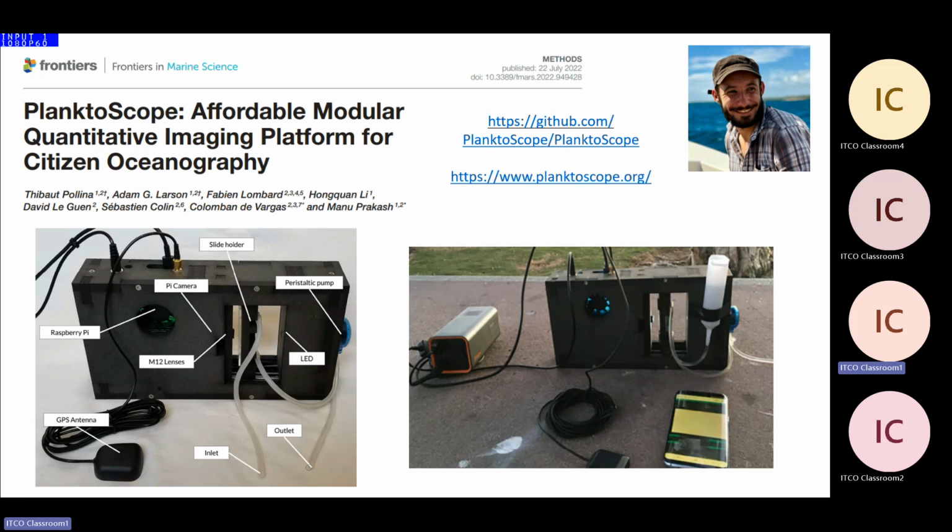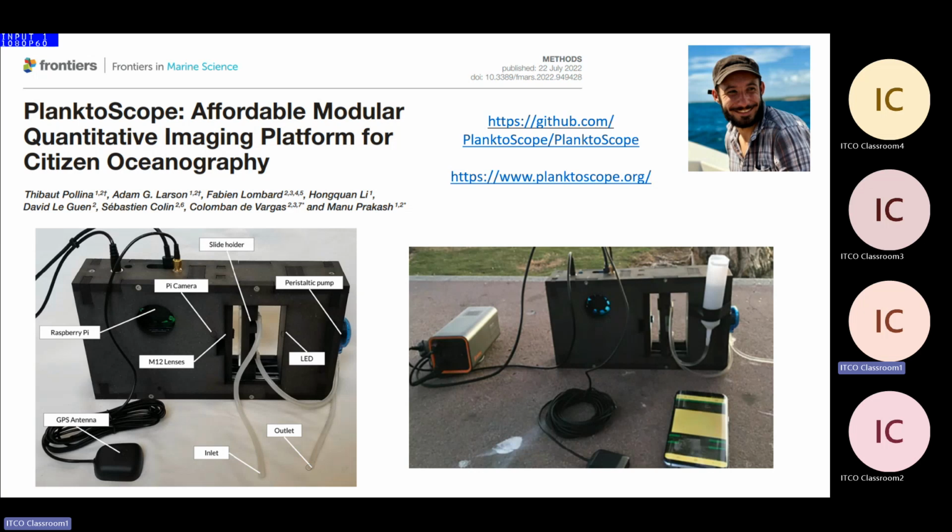It uses a Raspberry Pi. It uses a camera that's commonly used with the Raspberry Pi with some lenses. It has a peristaltic pump. It communicates through Bluetooth. It will log GPS. It's really, really cool. And then on the right is an example of how it could be deployed.